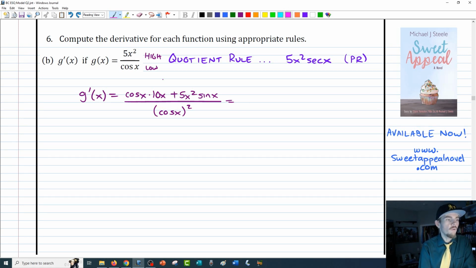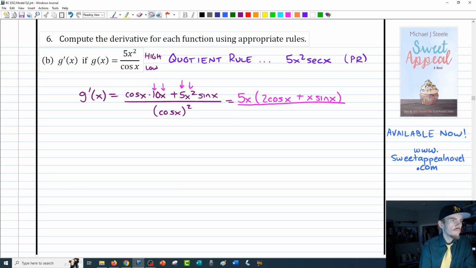What I can do is I can pull out a GCF. I noticed that we've got a 5 and a 10. I noticed we've got an x and an x squared. So I'm seeing a GCF here of 5x coming out in front. Other than that, I'm going to have up top then left over, I'm seeing what looks like 2 cosine of x. I'm also seeing what appears to be x sine of x. And then down below I have cosine of x squared. So I can just write that as cosine squared. And that's exactly what I'm going to do, just to make it look as sort of clean as possible.